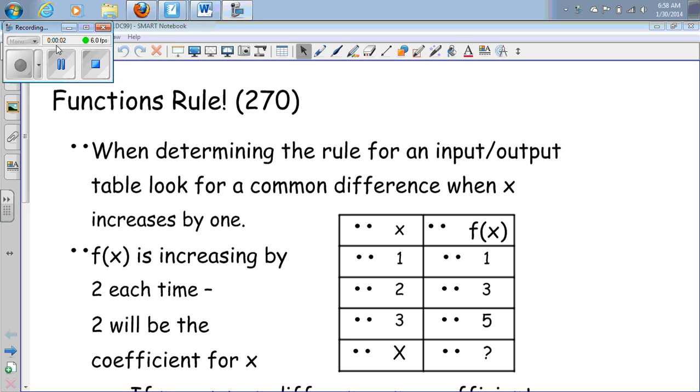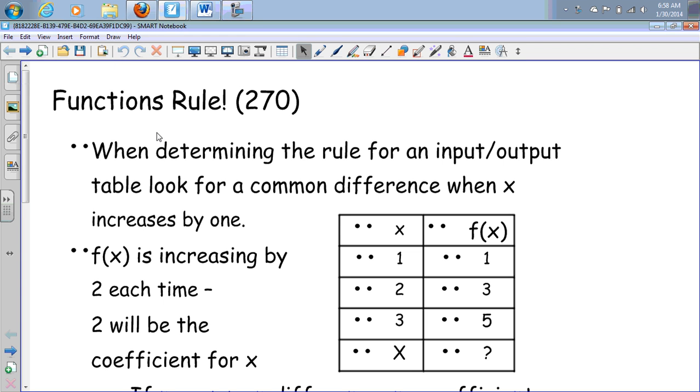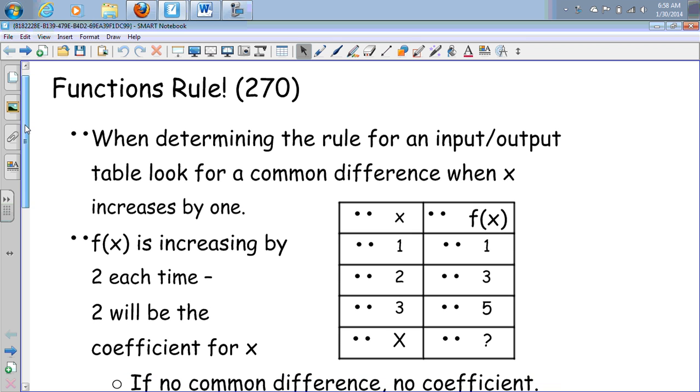Okay, this is functions rule. We're going to start this video.